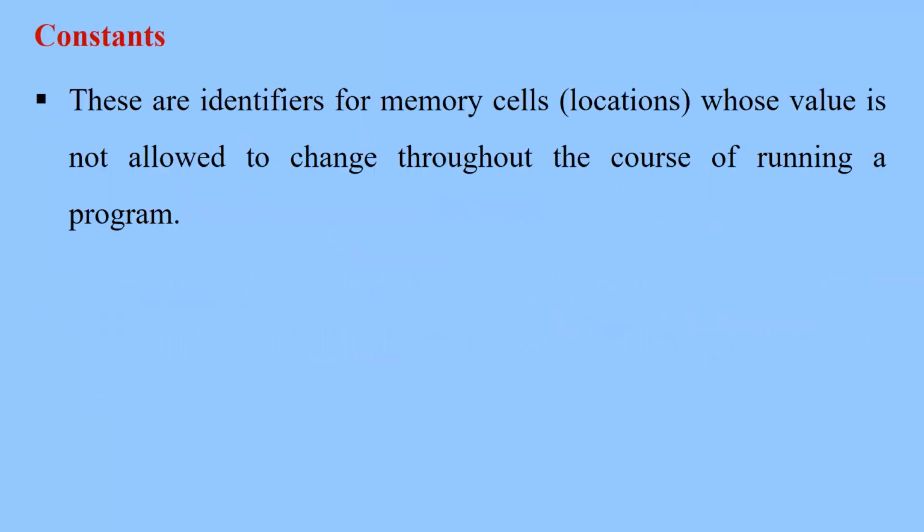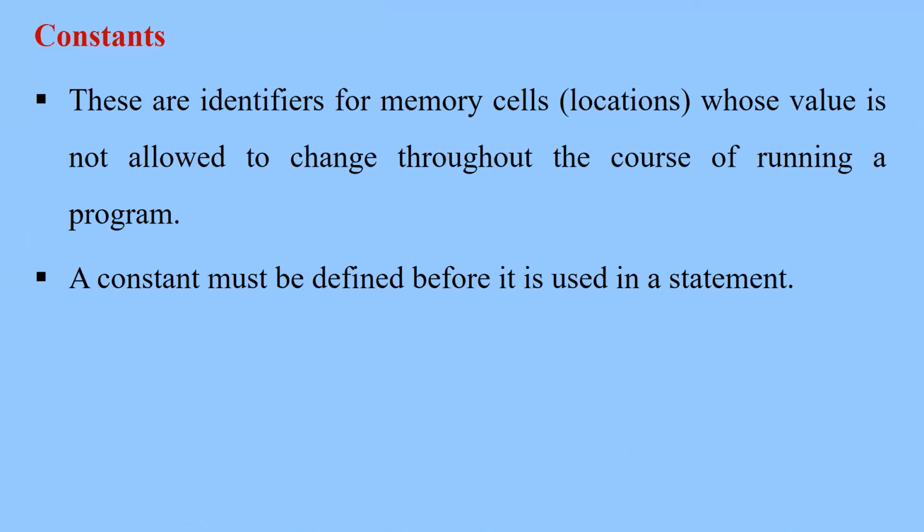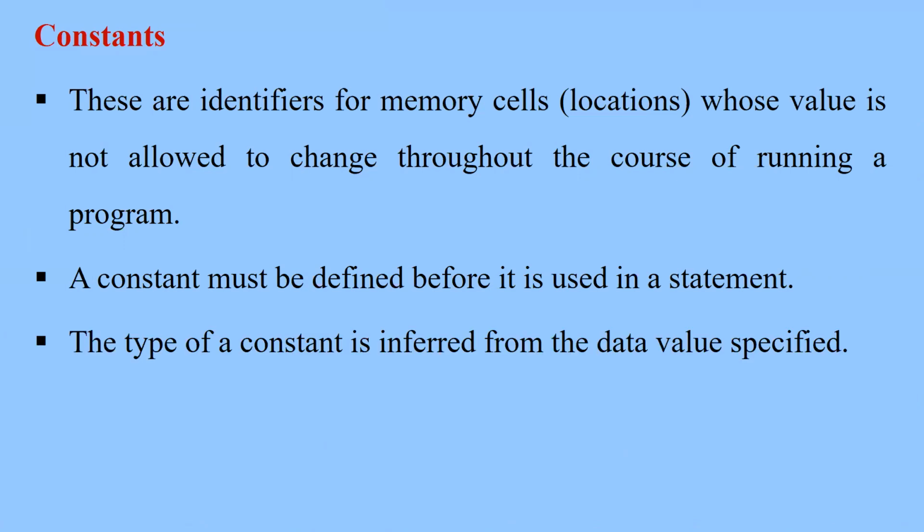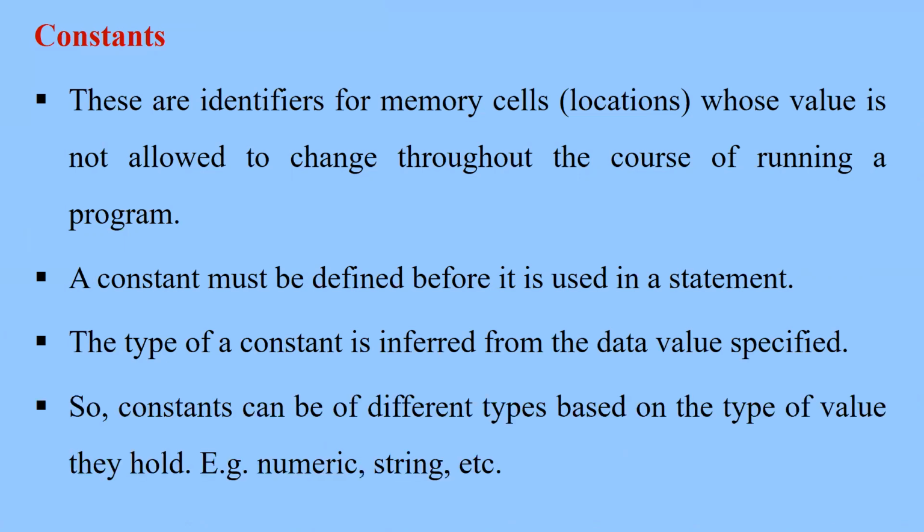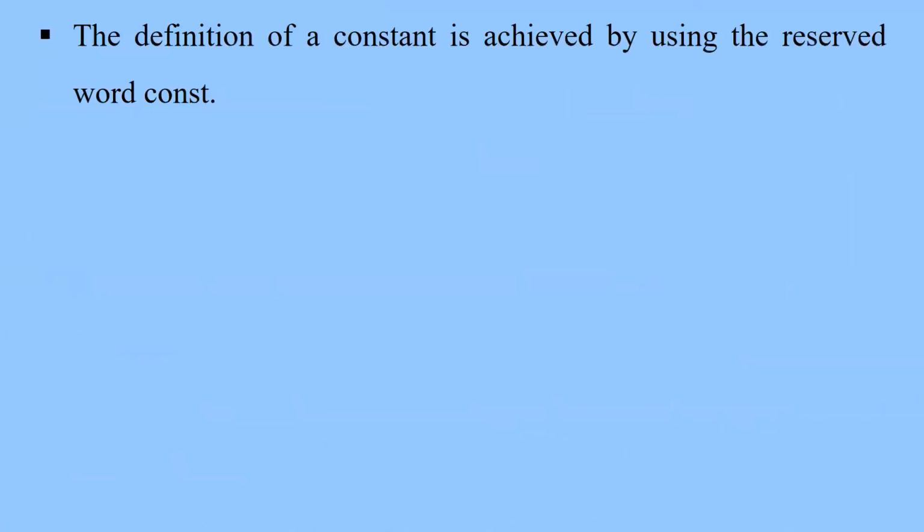What are constants? These are identifiers for memory cells or locations whose value is not allowed to change throughout the course of running a program. A constant must be defined before it is used in a statement. The type of a constant is inferred from the data value specified. So, constants can be of different types based on the type of value they hold, for example, numeric, string, etc. The definition of a constant is achieved by using the reserved word const.